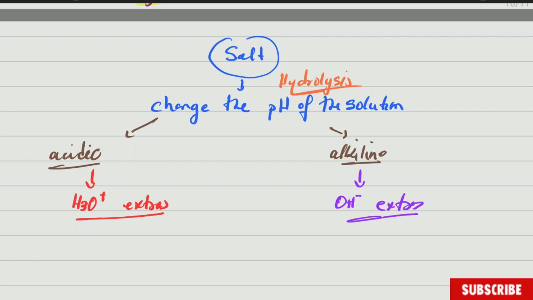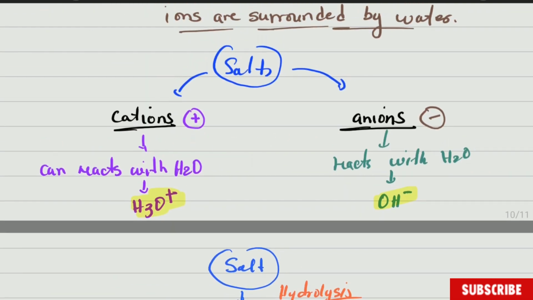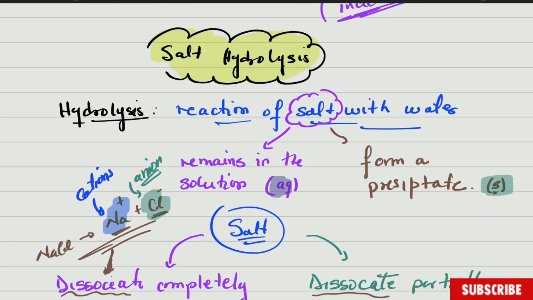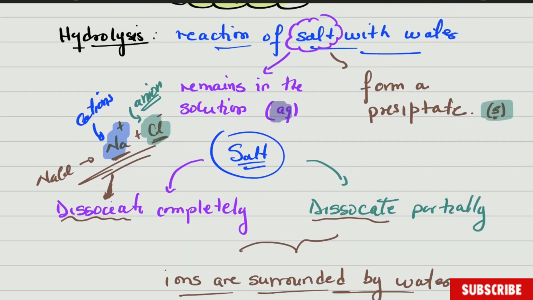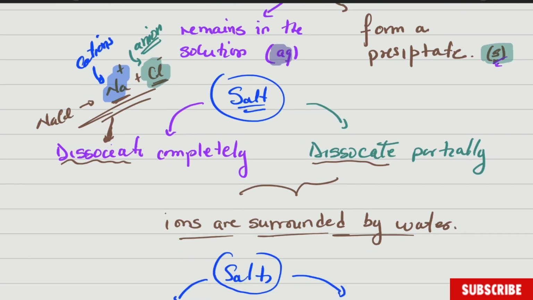Alright, so this is the most important thing about this salt. What happened to the hydrolysis of that salt? What could happen? We're going to recall real fast. That salt can remain in the solution as an aqueous salt or can form a precipitate, which is a solid. The salt can dissociate completely or partially.